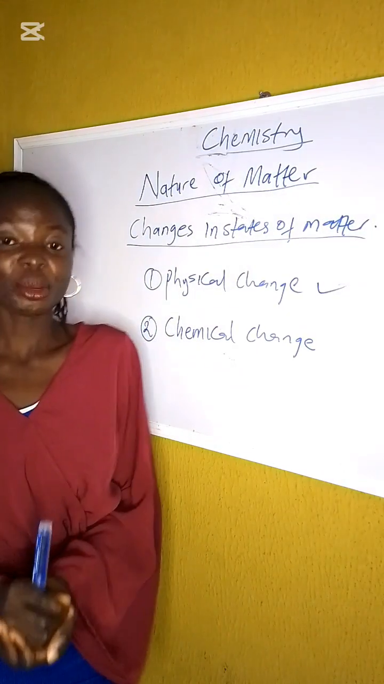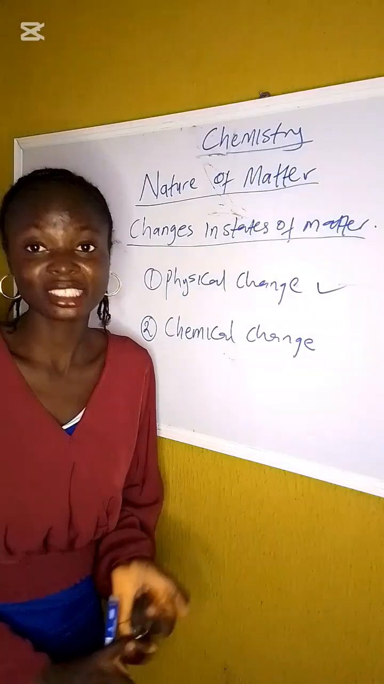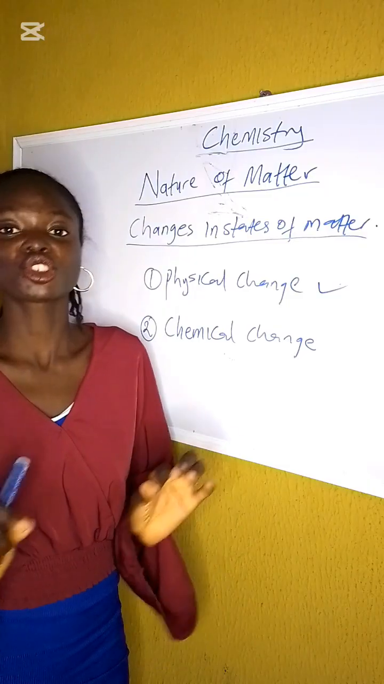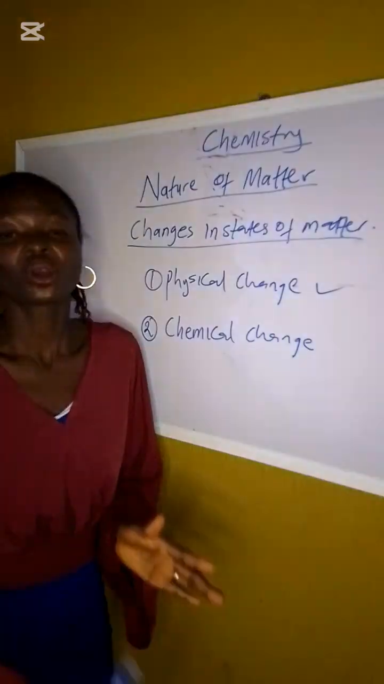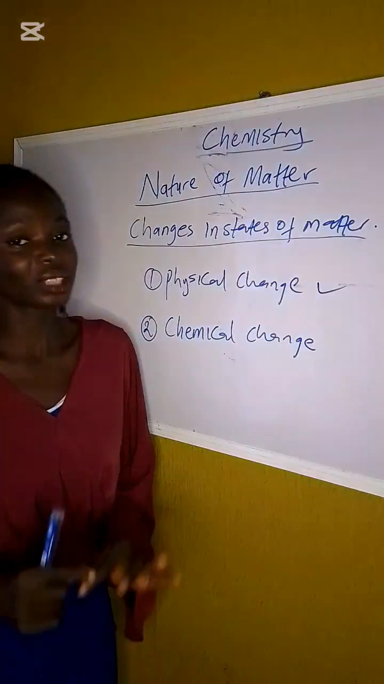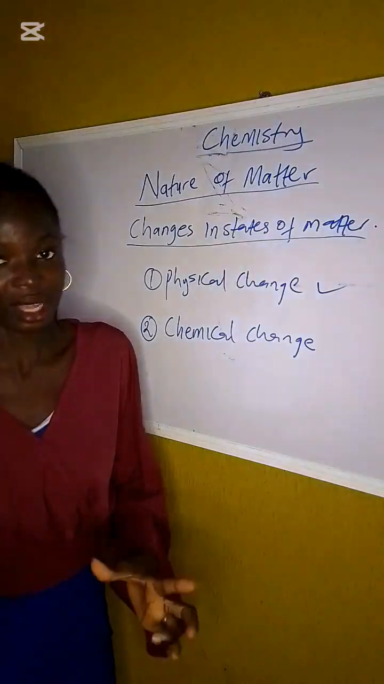Number two example under chemical change is decay of substances. When anything decays, you can't turn it back to its original product or matter.